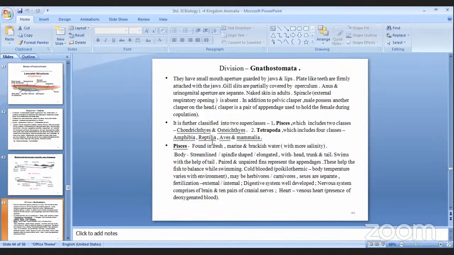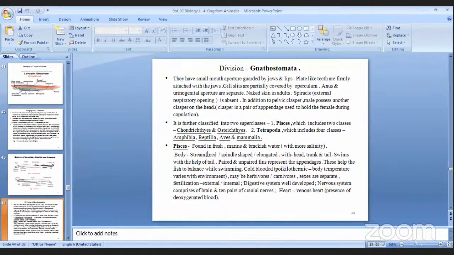Gnathostomata is further classified into two types: one is Pisces, the other is tetrapoda. In Pisces, we will be studying the chondrichthyes and osteichthyes. And in tetrapoda, we will be studying the classes amphibia, reptilia, aves, and mammalia. So let's first understand some general characteristics of Pisces.